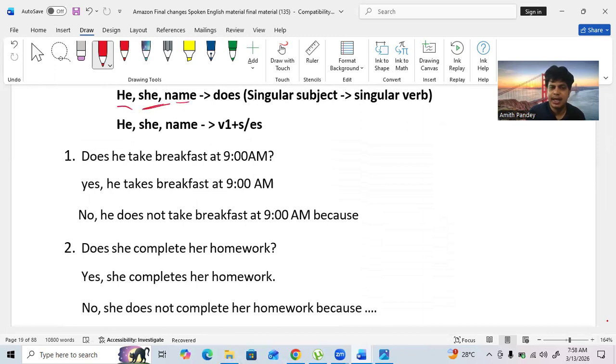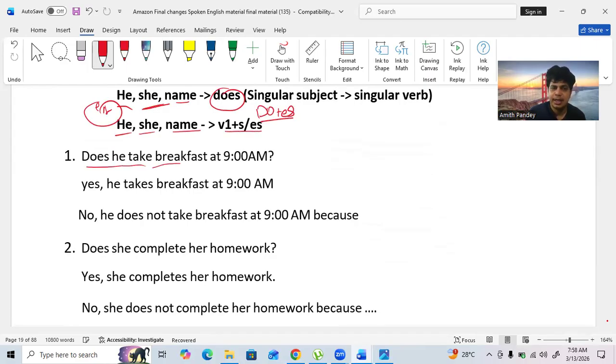So with he, she, and name, even you may ask how about it. Even with it, we have to use does. Does means do plus es. I repeat, does means do plus es. So for he, she, or name, it goes like V1 plus S or es.